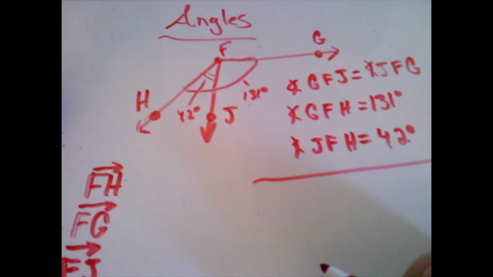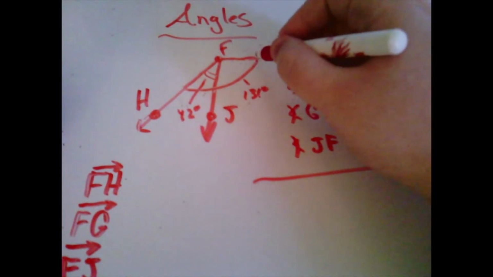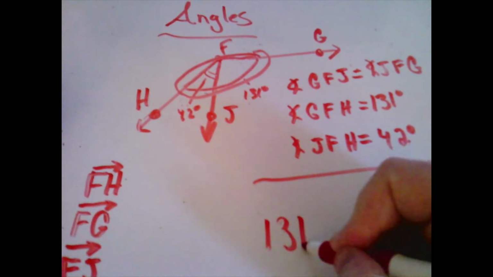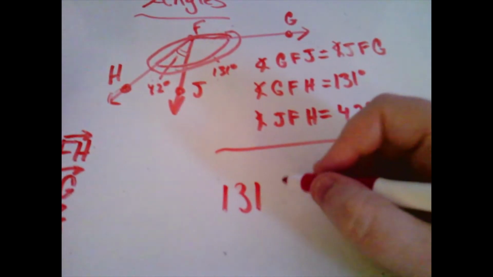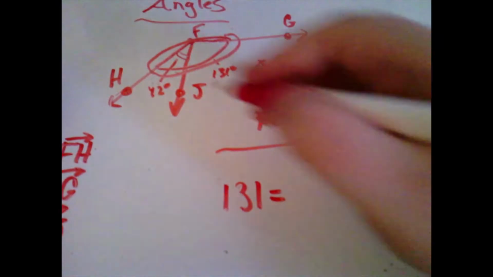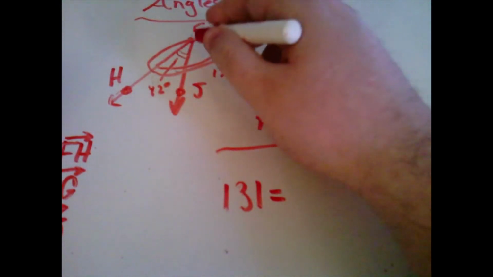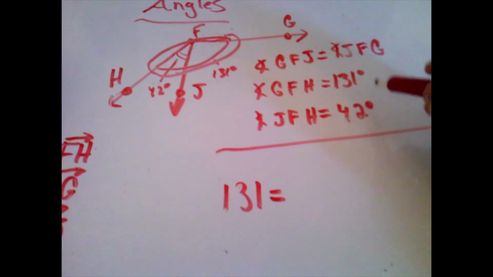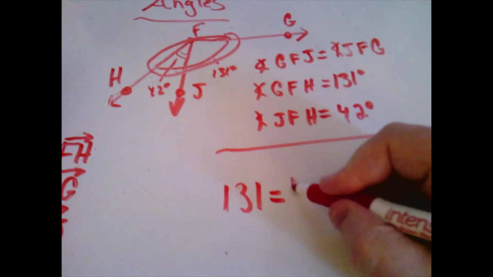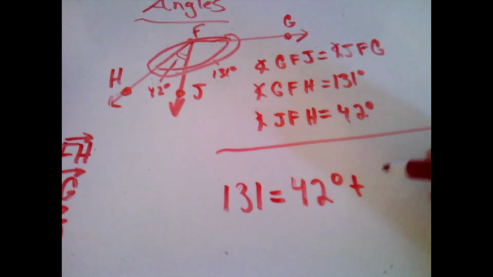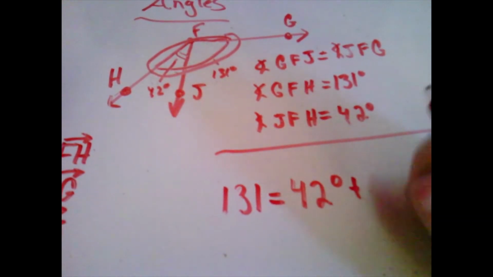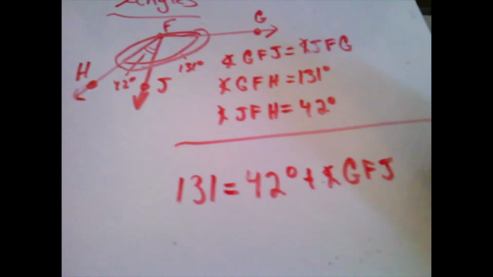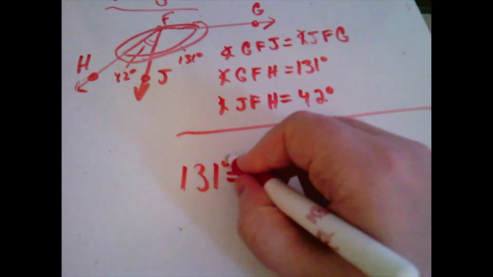Okay? So, how are we going to figure this out? Well, we know that the whole thing is 131. Wouldn't that whole thing be equal to the sum of this angle here plus this angle here? Or, if you like, it's equal to 42 degrees plus our unknown, or plus angle GFJ. Put a little degree sign up there.